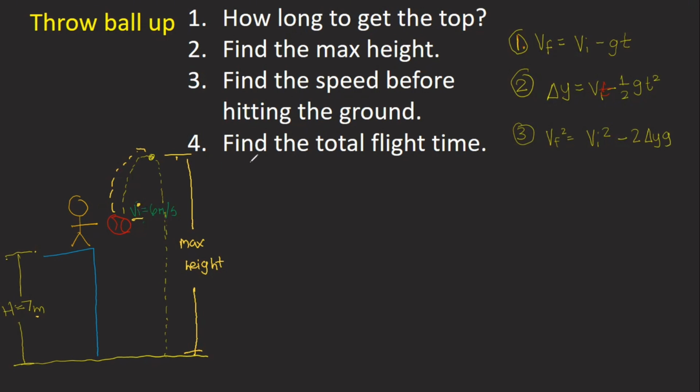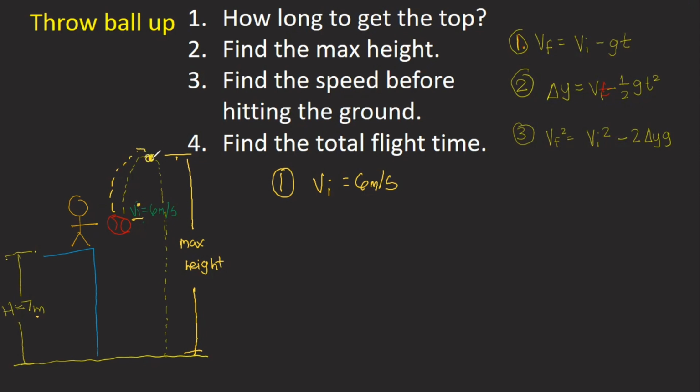Now let's solve first number 1. How long to get to the top? We know that we are given the initial velocity, which is 6 meters per second. Since our concern is the value of time to reach the top, let's apply what we have learned in free-falling bodies. In free-falling bodies, at the maximum height, the velocity is 0.